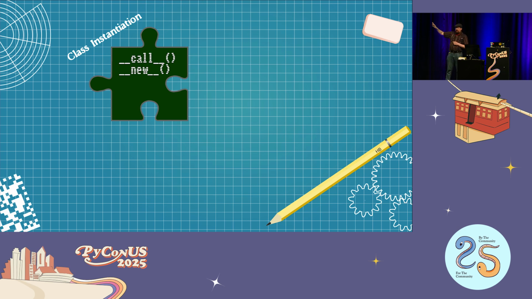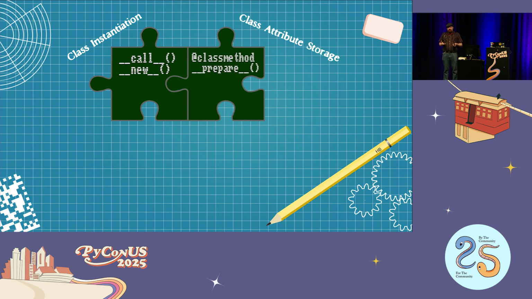These are defined on the metaclass, by the way, not to be confused with the ones you've been defining on your classes this whole time for objects, but same purpose, same principle. They handle class attribute storage. How are class methods and class attributes stored? You can change that, and there are some cases where that's useful.